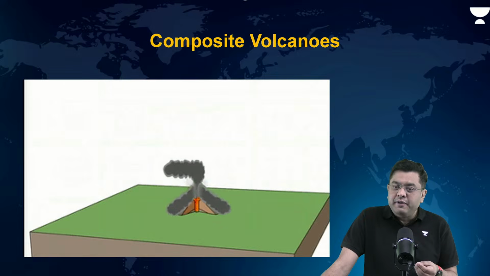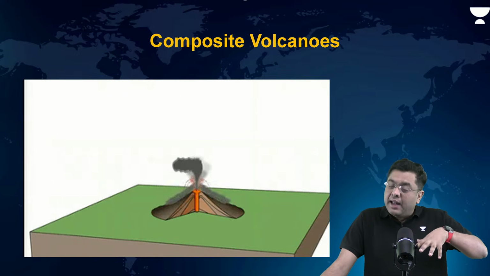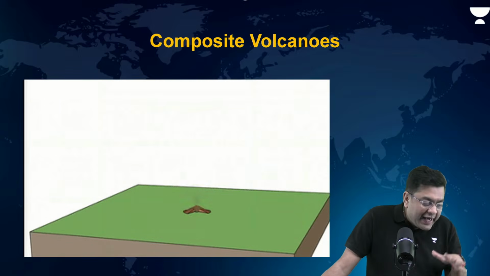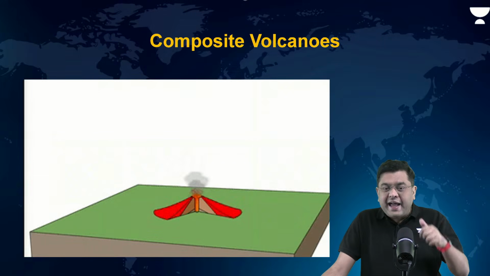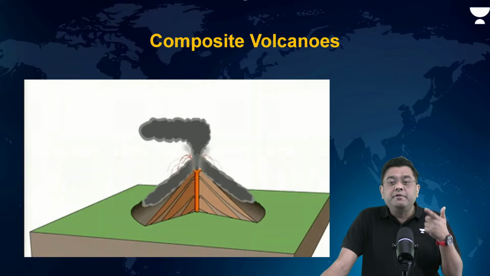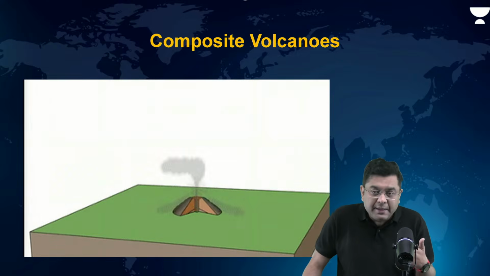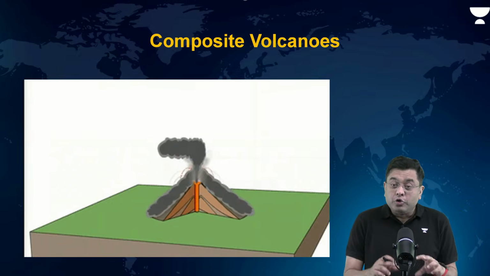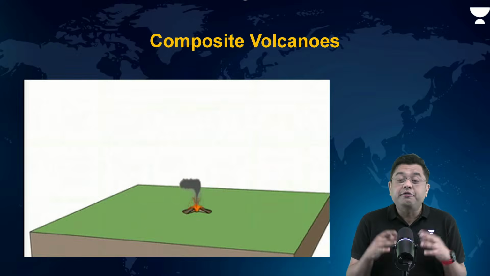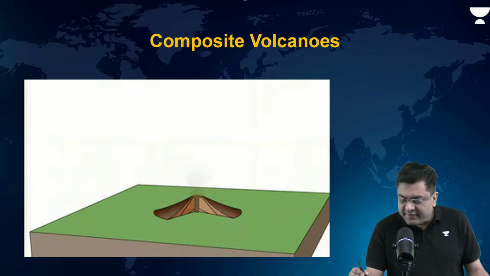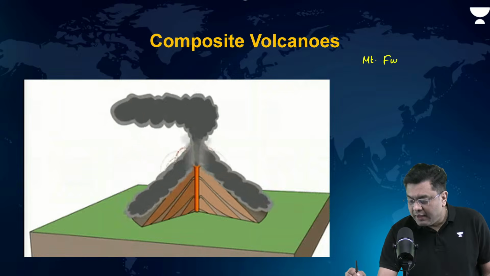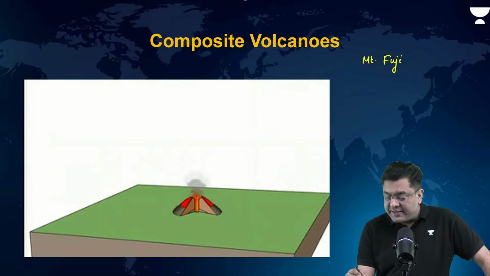So first eruption will lead to the lava getting created, lava solidifying. On top of lava, the ash will solidify. On top of ash, again lava will solidify. Like that, you will observe this formation of multiple layers, right? So these multiple layers which get created make it very, very massive. Example, Mount Fuji in Japan, a very famous tourist destination.